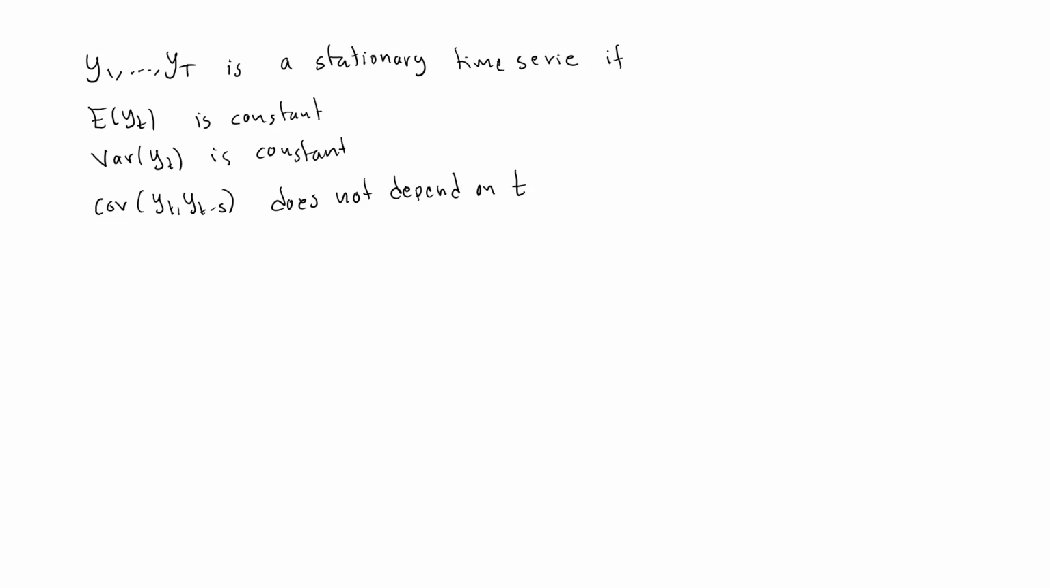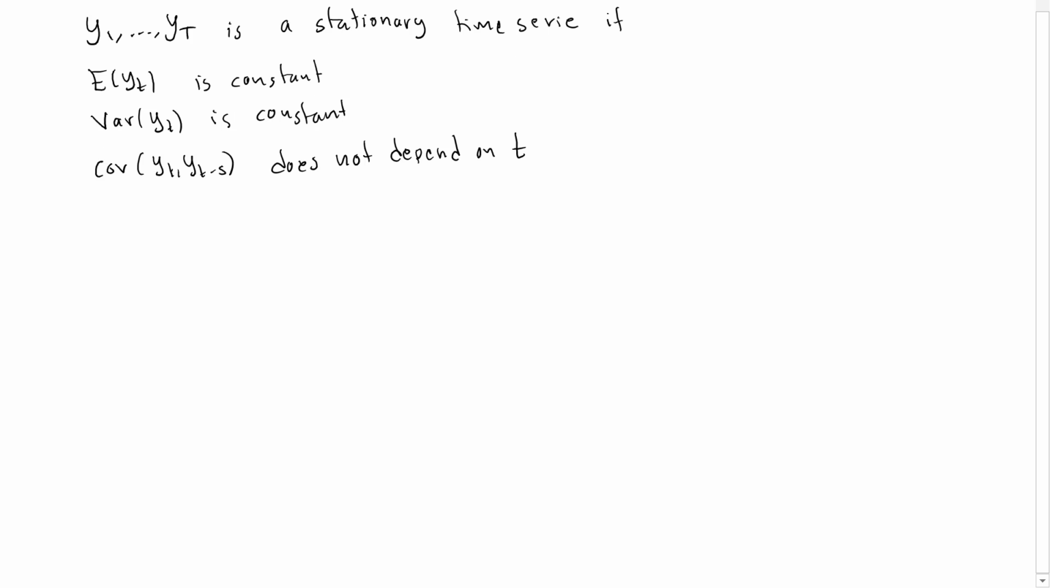In this lecture, we'll have a look at non-stationary time series models and some concepts related to non-stationary models. Remember that a time series is stationary if the expected value of each yt is constant, the variance of each sample point is constant, and the covariance between yt and yt minus s cannot depend on t. It can depend on s.